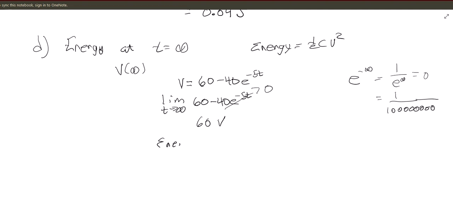And so the energy equals 1/2 CV squared, which is 1/2 times 0.2 times 10 to the negative 3 times 60 squared, which according to my notes is 0.36 joules.